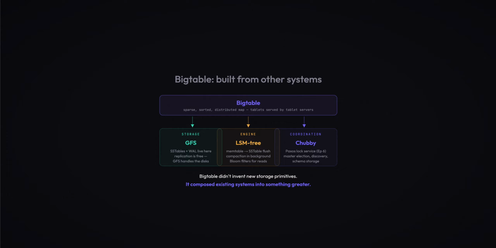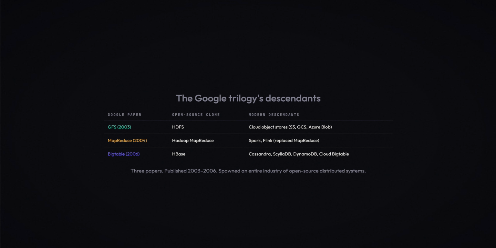The Google trilogy, GFS, MapReduce, and Bigtable, spawned an entire industry. GFS became HDFS. Then cloud object stores like S3, Google Cloud Storage, and Azure Blob Storage absorbed most of its use cases. MapReduce became Hadoop MapReduce. Then Spark and Flink largely replaced it with more flexible processing models. We'll cover Flink next episode.